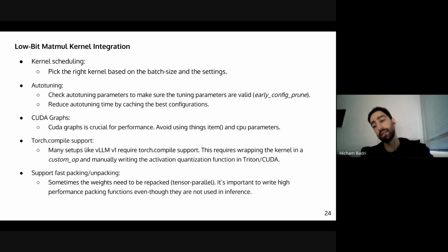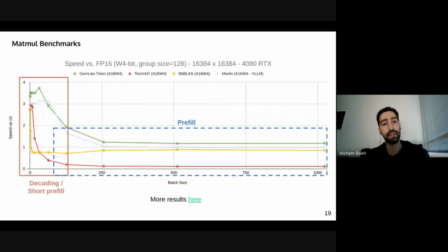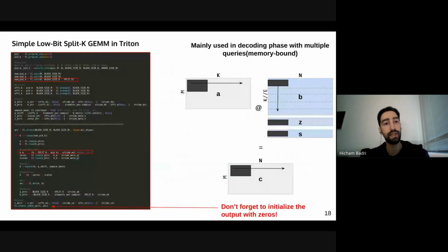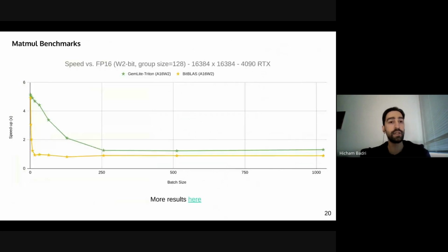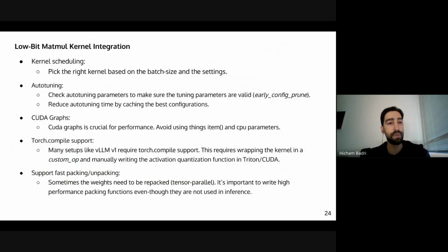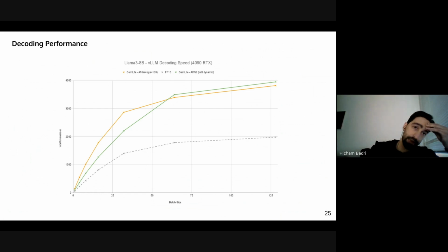So it's actually a lot of work, because it's not just writing one single kernel and it just works. There's a lot of stuff going on, like writing different kernels and all this babysitting with auto-tune and CUDA graph and torch compile and packing. You need everything to make it work end-to-end in the inference engine. So let's take a look at some decoding performance.